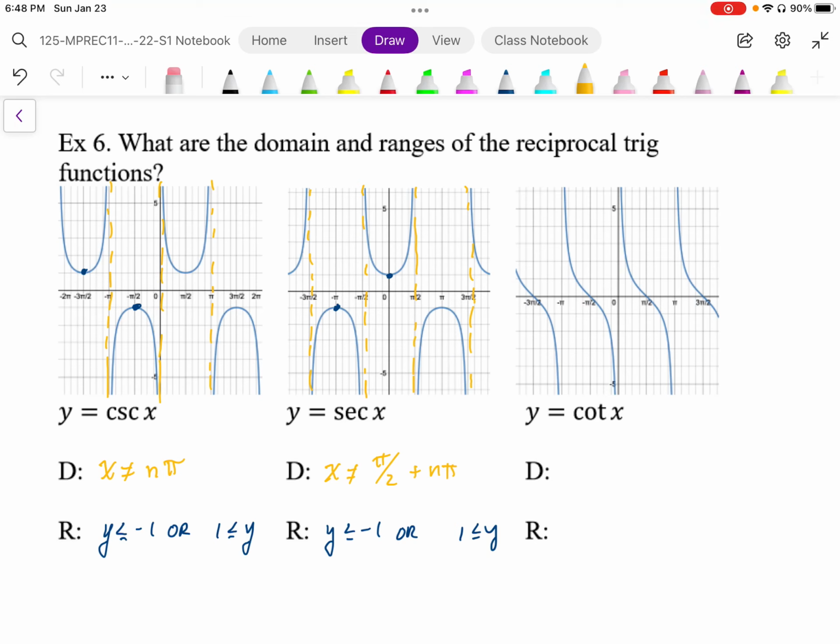For the cotan value, the range is fairly straightforward. It's just like the tan. The range is all real numbers. But the domain is going to be based again on the asymptotes. So we have our asymptotes starting at 0, and we have intervals of pi. So the domain is going to be x is not equal to n pi. So it'll be the exact same as cosecant. If you take a look at the cosecant graph and the cotan graph, the asymptotes are in the exact same position, so the domain is going to be exactly the same.